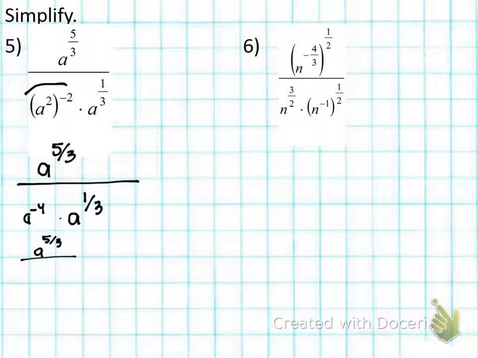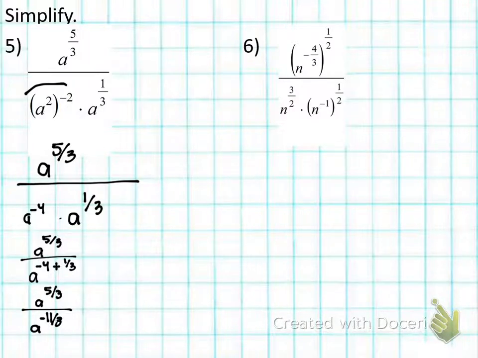Denominator: can I do anything with that denominator? What do I need to do? Combine them, right? So we get a to the negative 4 plus 1/3. What's negative 4 plus 1/3? Negative 3 2/3, right? But we need to do it as a proper fraction. What's negative 3 2/3? Negative 11/3. Good. So in my denominator now we're going to have a to the negative 11/3. And the numerator is still the same, a to the 5/3.